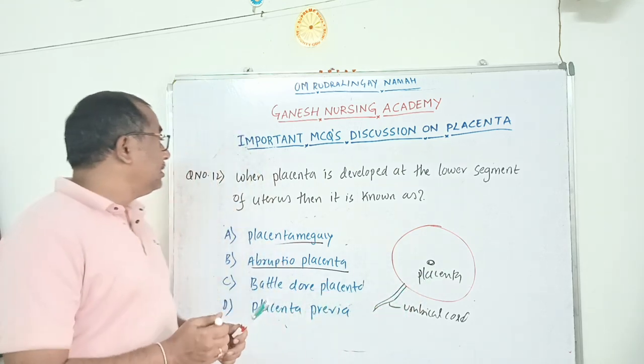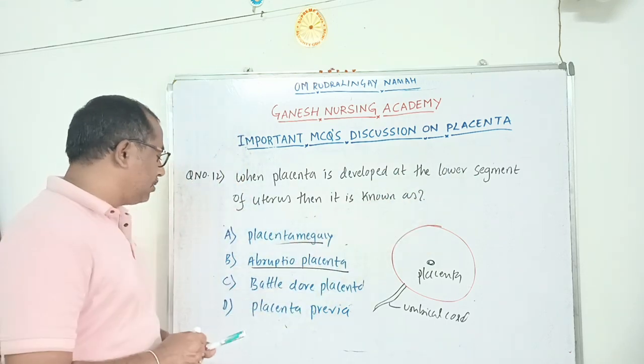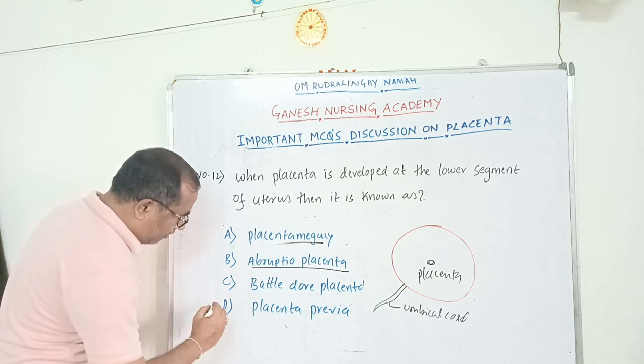So the answer is: when the placenta is developed at the lower segment of the uterus, it is called a placenta previa.